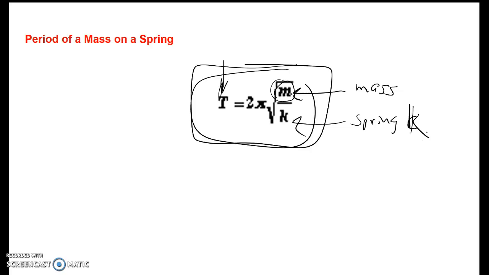So this is different than the pendulum. Remember, the pendulum period is 2 pi square root of L over g, where the length of the pendulum is always important. With mass on a spring, the spring constant and the mass attached to it are going to make the big difference.